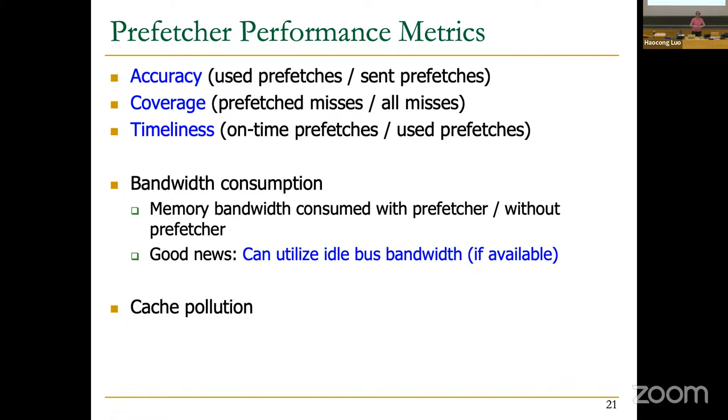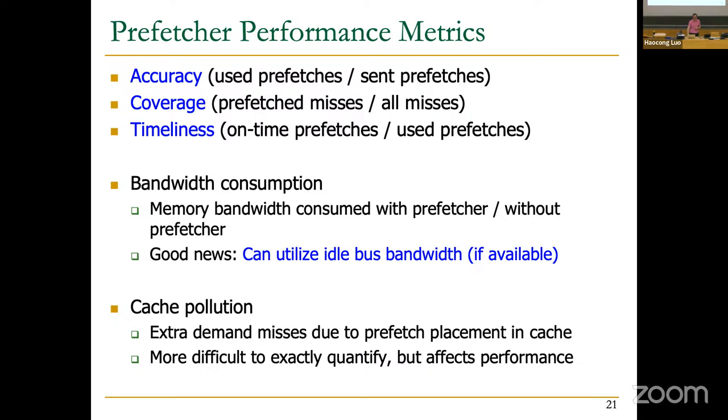But then there are also other adverse effects like cache pollution. You may create some extra demand misses due to prefetch placements into the cache. You place the prefetch into the cache, and then you create a miss that didn't exist if the prefetcher was not there, right? So this is a bit more difficult to exactly quantify, but clearly this affects performance, and different works have tried to do this quantification.